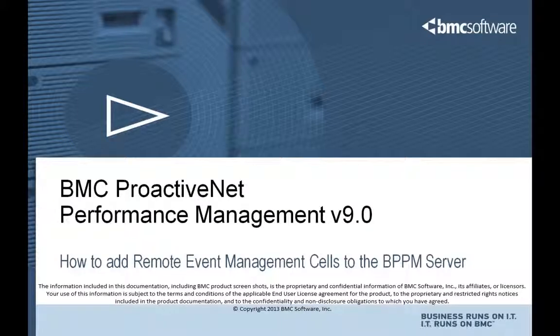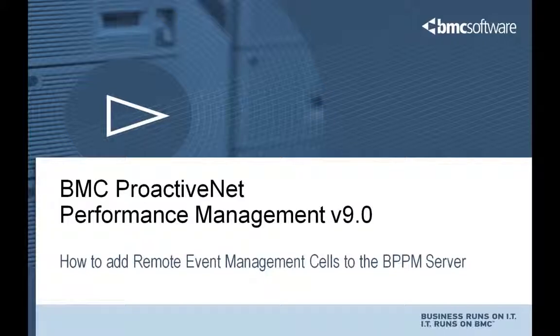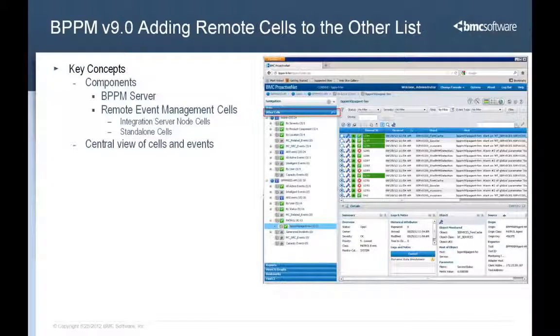This how-to video covers adding remote event management cells to the BMC ProactiveNet Performance Management Server. The components involved include the Bppm or BMC ProactiveNet Performance Management Server and any remote event management cells we wish to add to the other cells list in the Bppm server GUI. Other cells can include cells running on the integration service nodes and/or other standalone cells running somewhere else in the environment. This list can also include the admin cell running on the Bppm server.